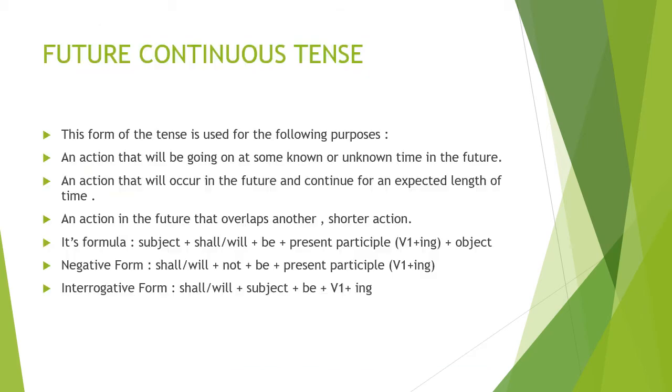Let us move to the next one, future continuous tense. Future continuous, continuous is the main word you can see, it gives a flow with the time, with the action. Future continuous tense. This form of the tense is used for the following purposes: an action that will be going on at some known or unknown time in the future.